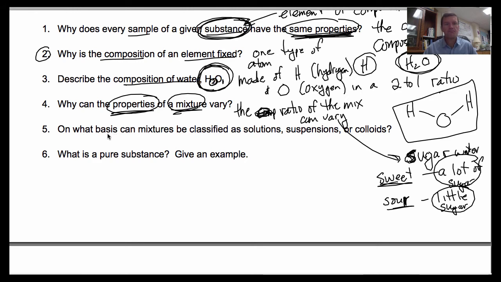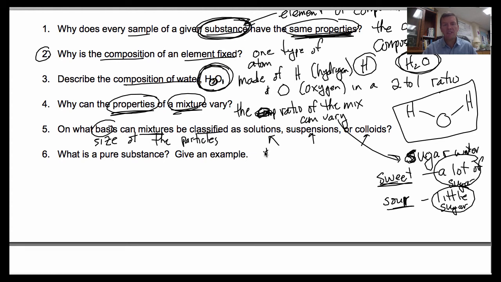The basis on which mixtures can be classified: we either call them solutions, suspensions, or colloids, and these are based upon the size of the particles in the mixture.